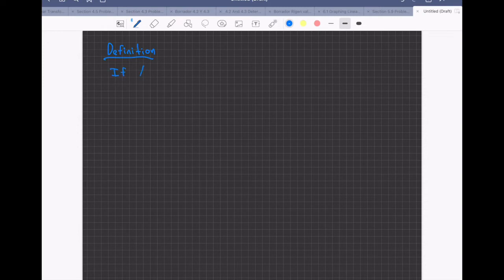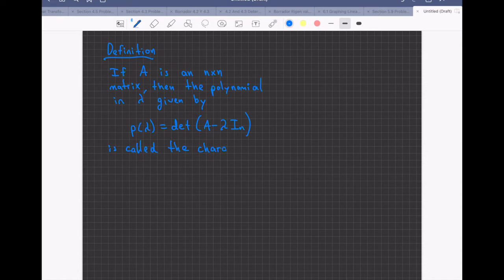So let me give a definition for that. If A is an n by n matrix, then the polynomial in lambda given by p of lambda equal to the determinant of A minus lambda I is called the characteristic polynomial for A.